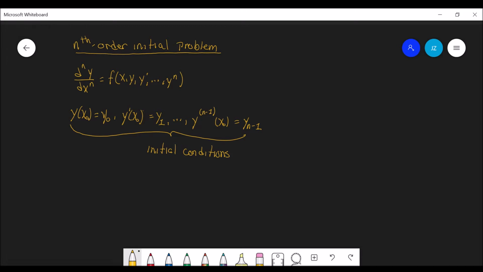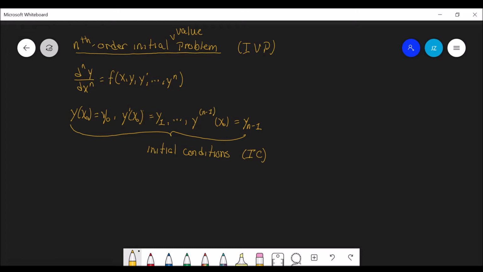Now we'll shorthand an initial value problem. That should be up here: IVP. And we'll shorthand initial conditions: IC.